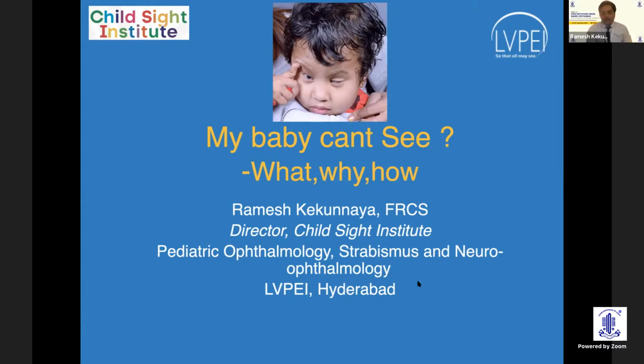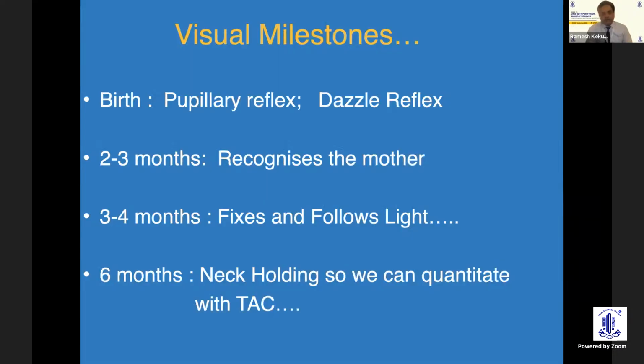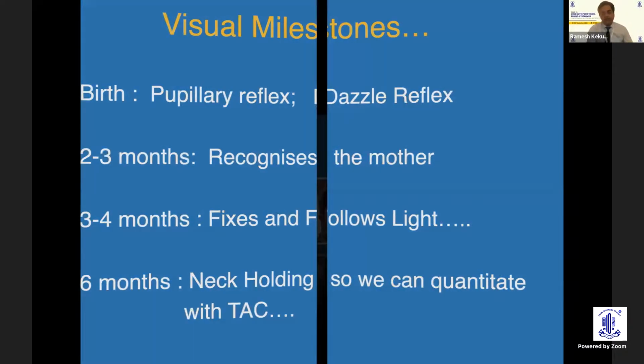So infant visual assessment is a little bit different from pediatric, that means toddler and juvenile children's vision assessment. Just a very little of milestones we should know. What happens at birth, what happens at 2 to 3 months of age, as the child recognizes the mother. And then 3 to 4 months is a good time where the child starts fixing and following light. And then 6 months, the child tries to explore when the child has neck holding. So these are some of the very, very important milestones. There are much more details to it, but we need to know.